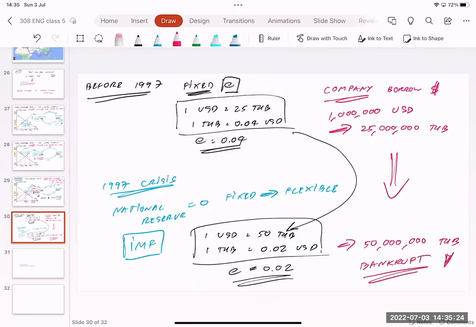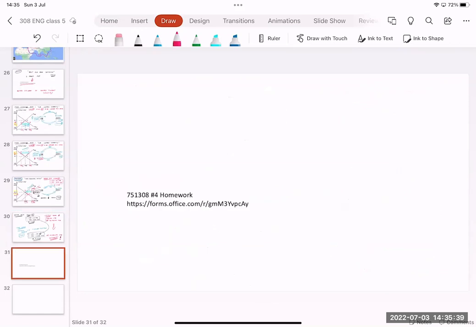The whole economy collapsed during the crisis. Many companies collapsed during the crisis. Okay, this is what happened.